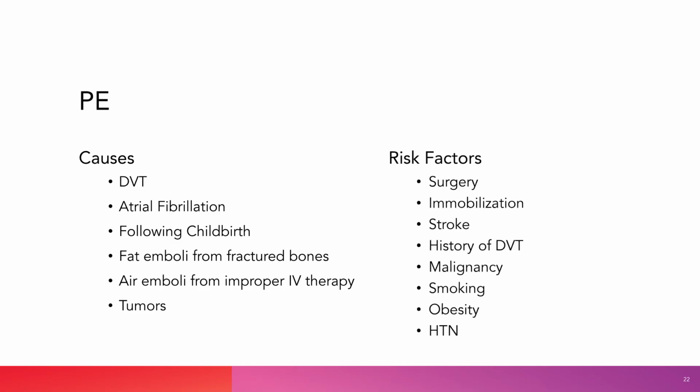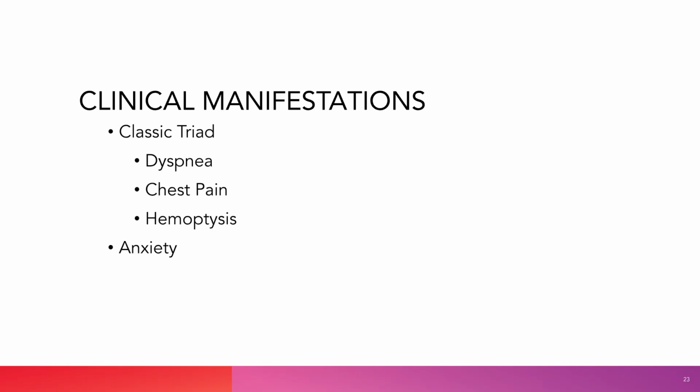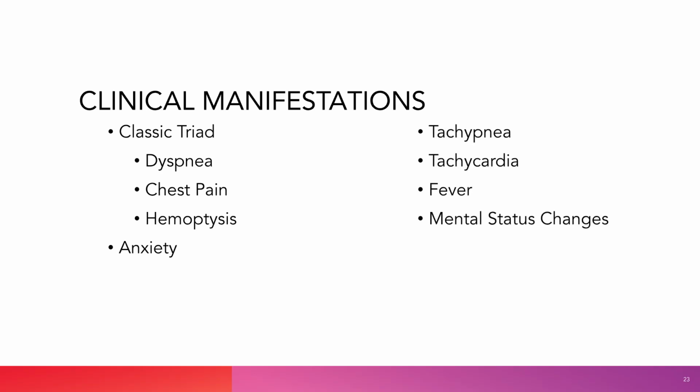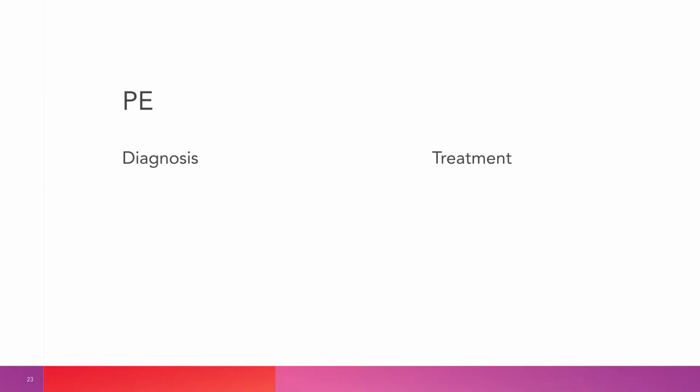Risk factors involve surgery, immobilization, a history of DVT, smoking, and obesity. The classic triad of PE symptoms includes dyspnea, chest pain, and hemoptysis. Other clinical manifestations are anxiety, tachypnea, tachycardia, fever, and changes in mental status. The diagnosis of PE can be challenging due to minimal signs and symptoms.